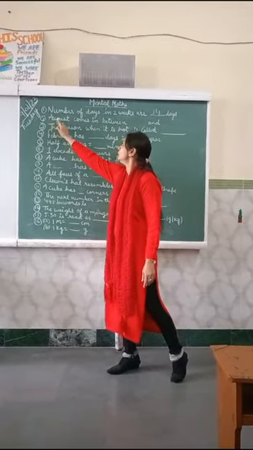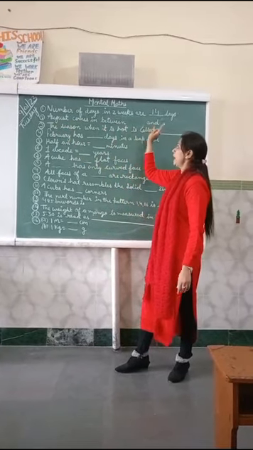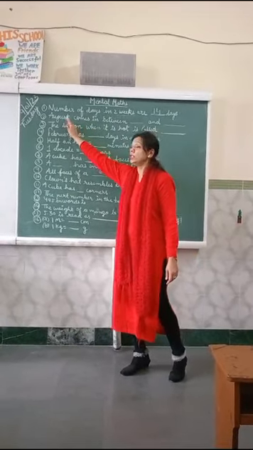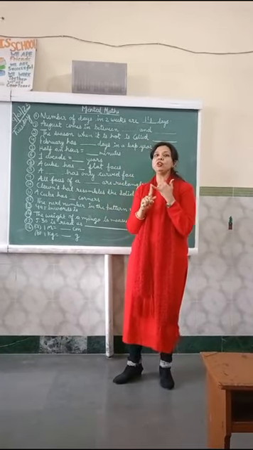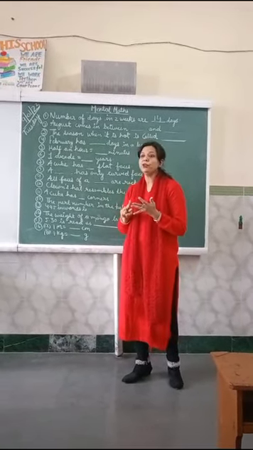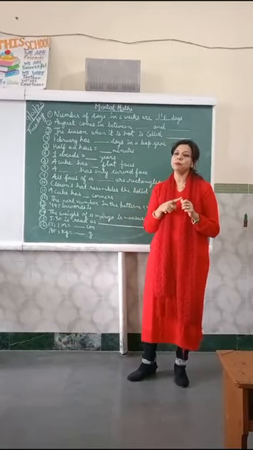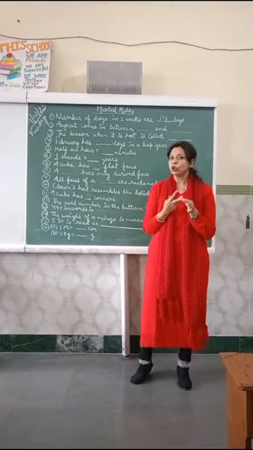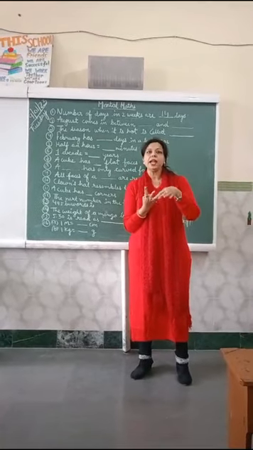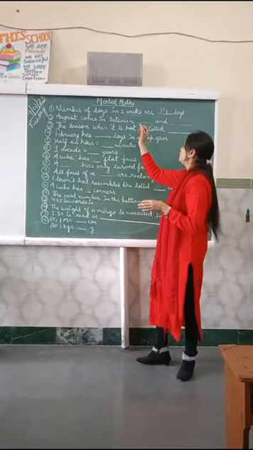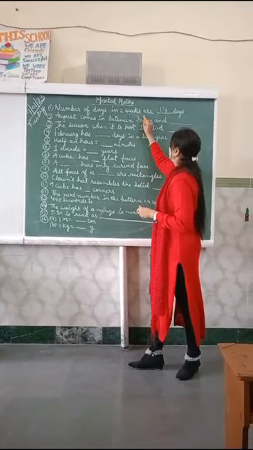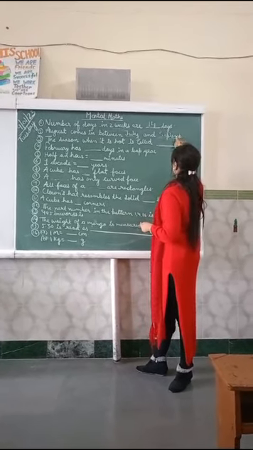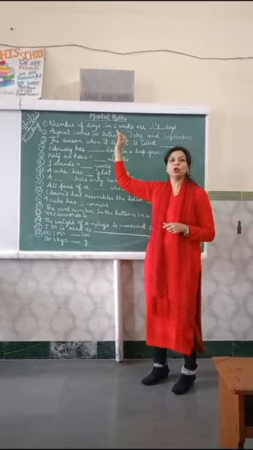The second question: August comes in between. It means here one line is here and one line is here. So when will August come? Start from the beginning of the month's names. January, February, March, April, May, June, July, August, September. August comes after July and before September. So the first month is July, and the second month is September. I hope you all get my points.